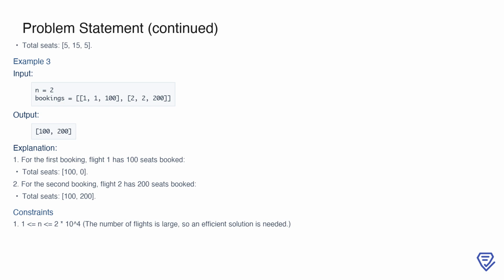In the third example, with n equals 2, there are 2 flights and 2 bookings. The first booking reserves 100 seats on flight 1, leading to 100, 0, and the second booking reserves 200 seats on flight 2, resulting in 100, 200. This final array is returned as the output. These examples highlight how the booking ranges and seat counts are applied incrementally to produce the results.